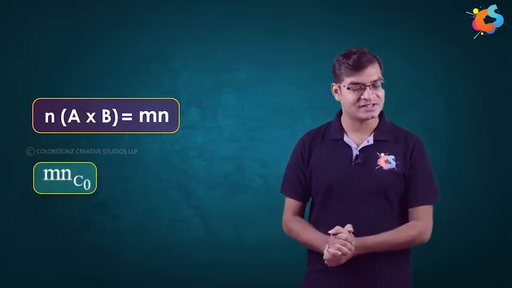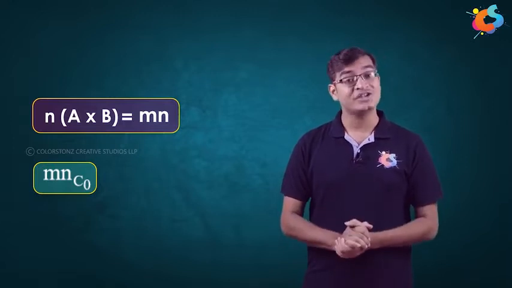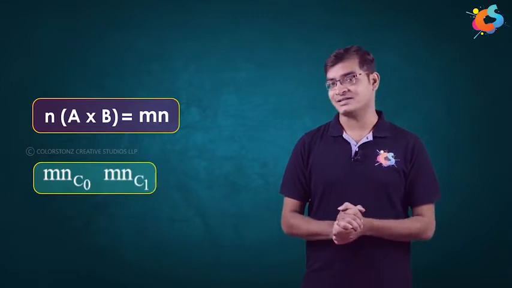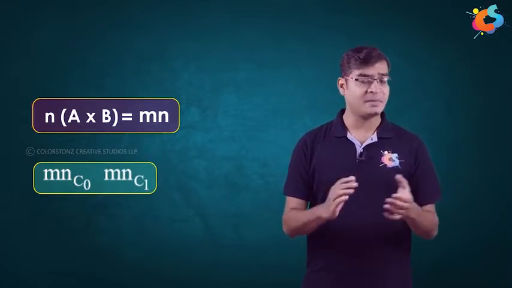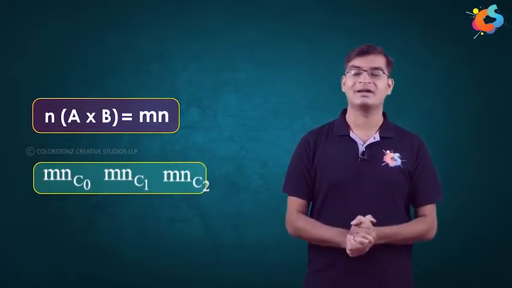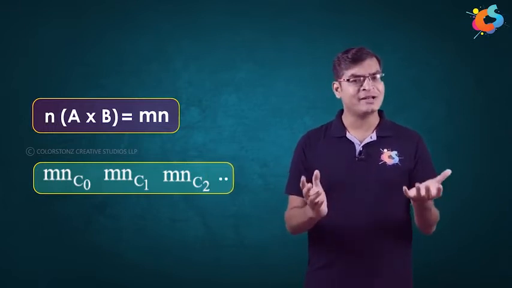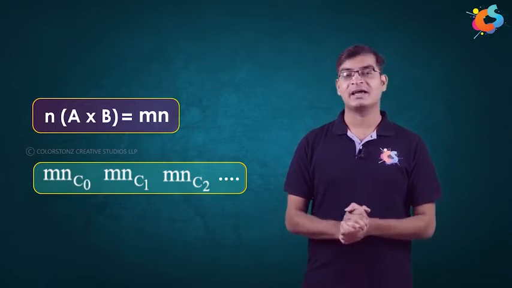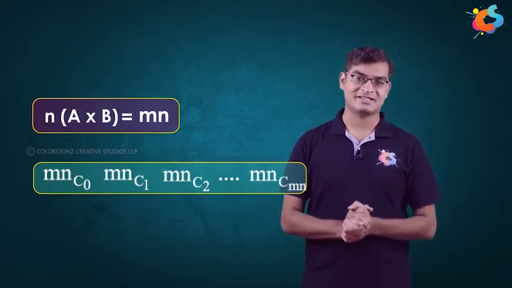So therefore, choosing zero ordered pairs from mn ordered pairs can be done in mnC0 ways. In the same way, choosing one ordered pair from mn ordered pairs can be done in mnC1 ways. Choosing two ordered pairs from mn ordered pairs can be done in mnC2 ways. And similarly, choosing mn ordered pairs from mn ordered pairs can be done in mnCmn ways.